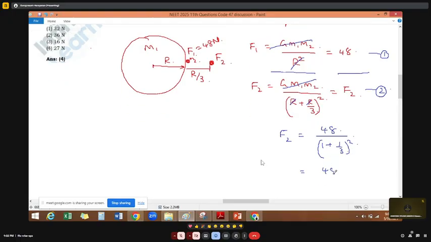Let's simplify this and we'll get the answer. Any answers? 3 plus 1 is 4, so 4 by 3, the whole square. How much are you getting? 27, sir. Okay, if you are getting it, then that's fine. Because I think you will get 4 squared, 16, and 48 divided by 16 is 3 times. 3 into 3 squared becomes 9 into 3, so 27. Yeah, all right.